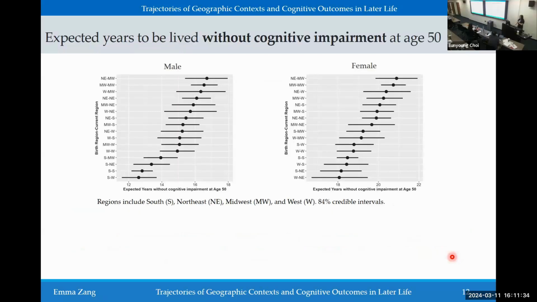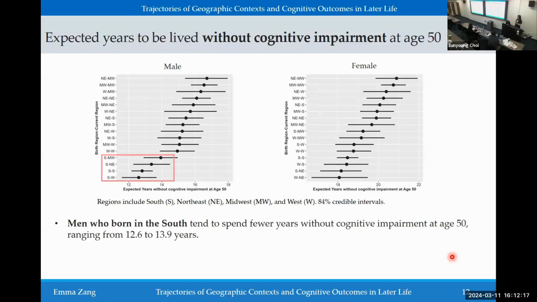And this figure shows our results estimating the expected years to be lived without cognitive impairment at age 50. The left panel is for males and the right panel is for females. The y-axis represents the 16 different combinations of birth region and the current region. And the confidence intervals are 84% confidence intervals because in the statistics literature, if you plot the 84% confidence intervals, you can directly eyeball the differences. So basically, if you see 2 bars that don't overlap, that means they are statistically significant at the 5% level. So it's just for visualization.